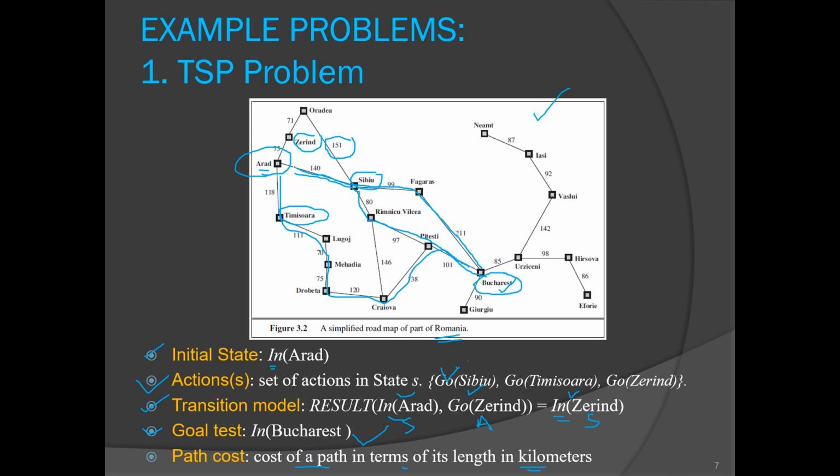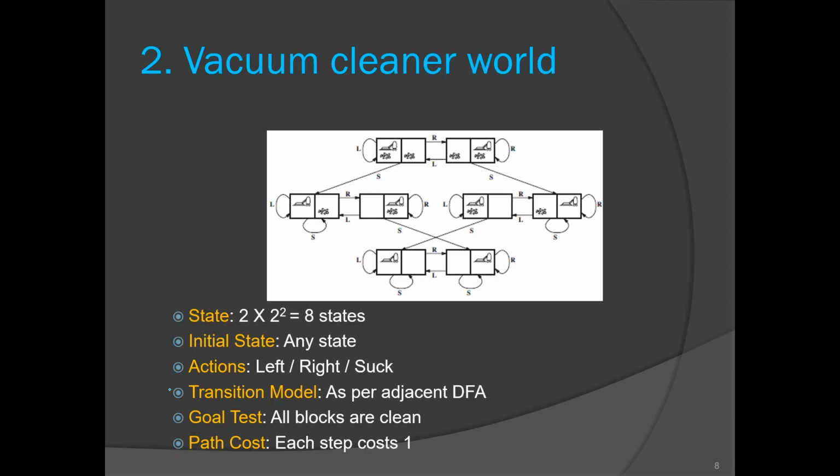Okay, so path cost for this path will be different, for this path will be different. So this is how I can define this TSP problem using these 5 components. Now let us see our vacuum cleaner world. So how to define this problem?